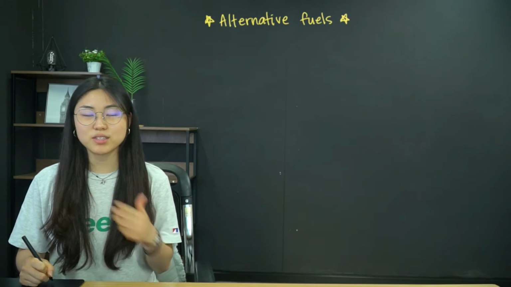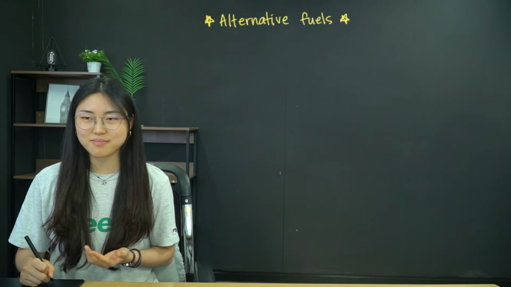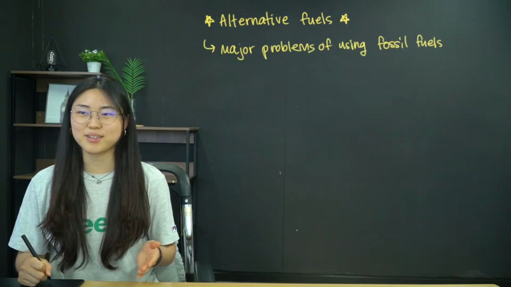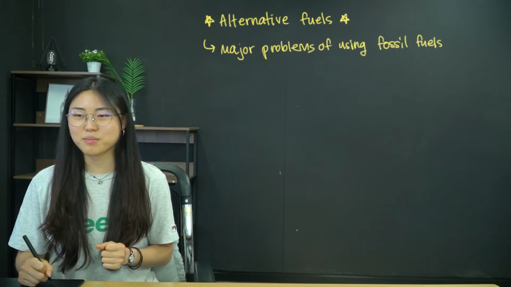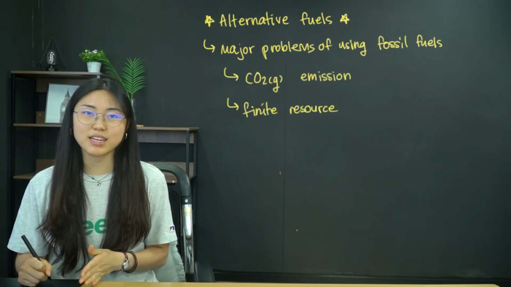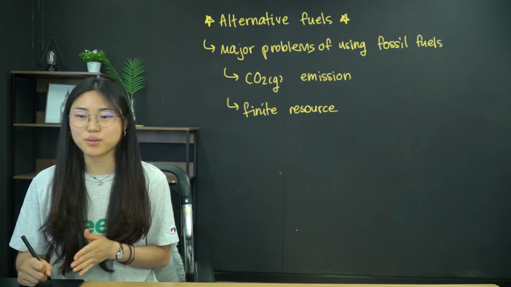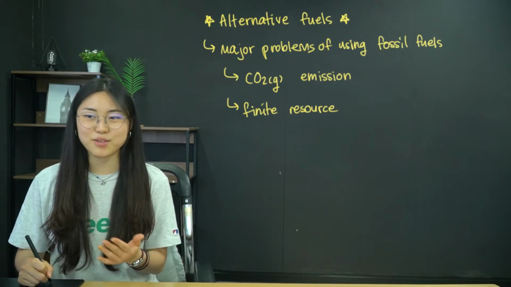To discuss that, we need to first appreciate the major problems of using fossil fuels, and that's why we need alternative fuels. The major problems are the carbon dioxide emission and the fact that fossil fuels are finite. They will basically run out.